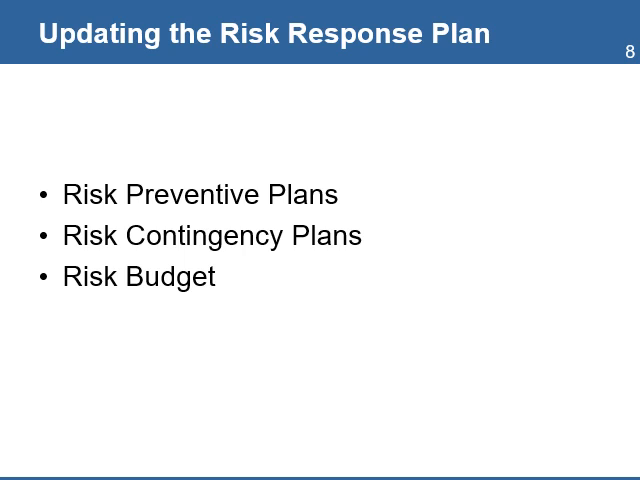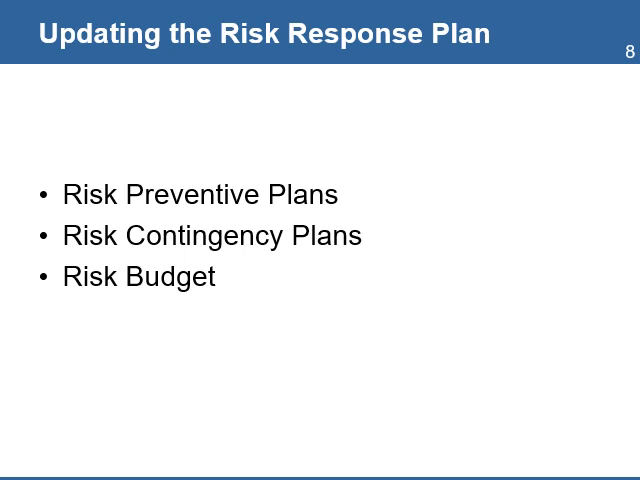Once changes to the risk log are completed, you will need to update your risk response plans in three areas: the preventing plans, the contingency plans, and the risk budget. The preventing plan will require updates to reflect the actions needed to avoid, transfer, or minimize the impact of risk to the project. In most cases, the updates are on the priorities and assignment of new responsibilities.